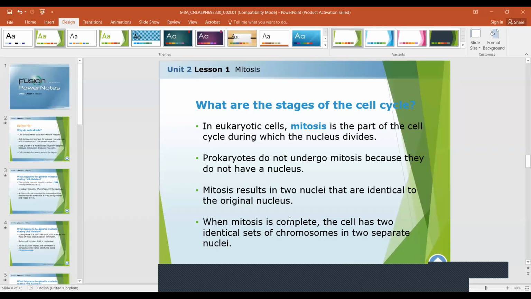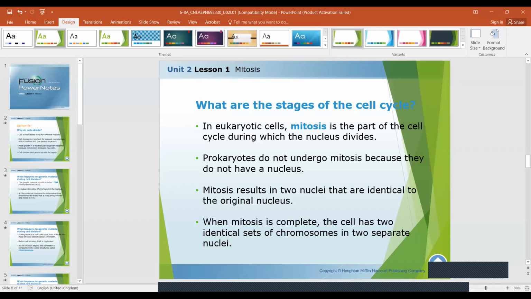We'll start our new unit today. Yes, we will start a new unit, that is reproduction and heredity. In that, the first lesson is called mitosis.